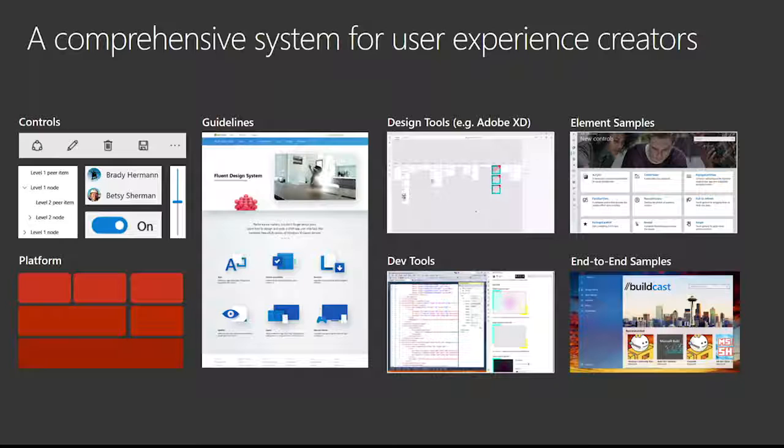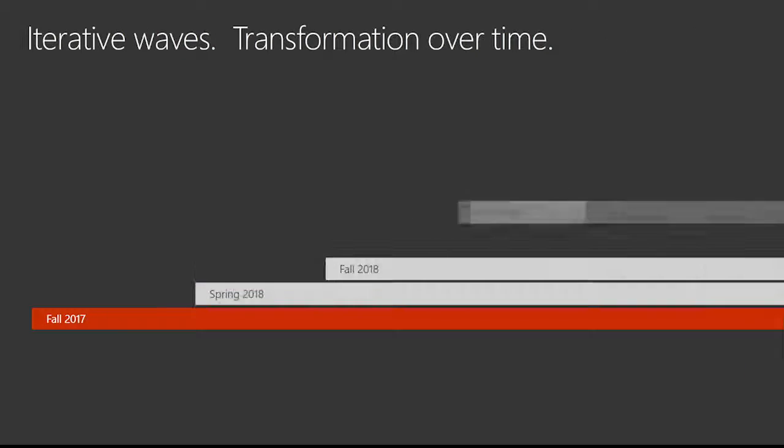To do this, Fluent Design System, we're trying to provide a comprehensive system for you. Controls and high-level building blocks and platform support for that, guidelines, design tool support, dev tool support, element samples, and really great comprehensive end-to-end samples, of which one we'll show you today, the Buildcast app.